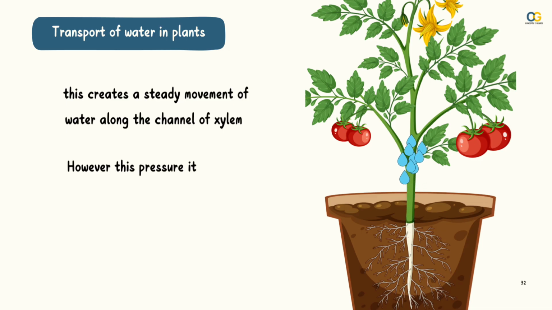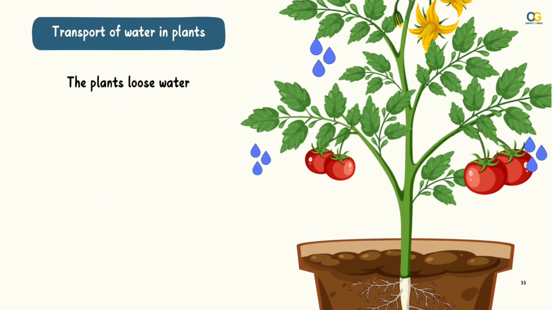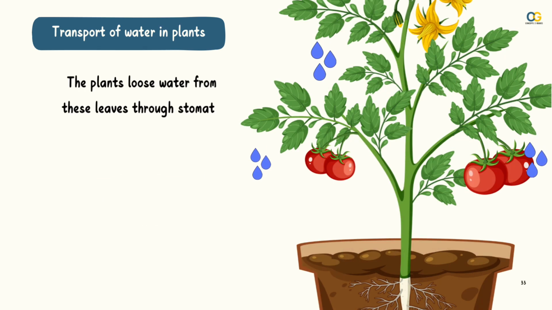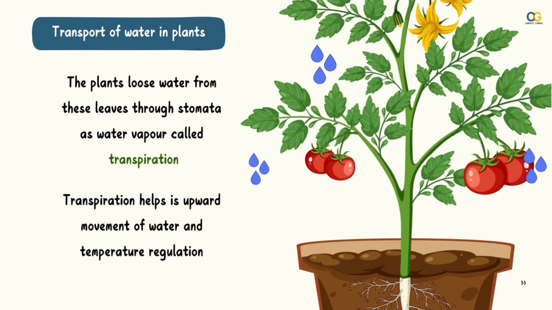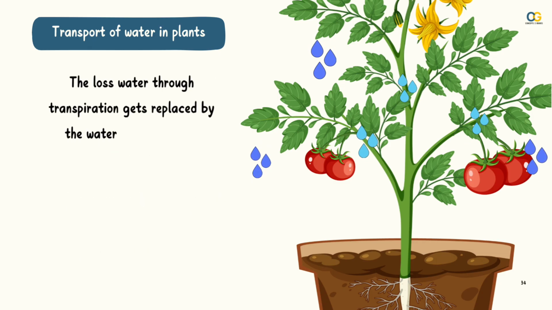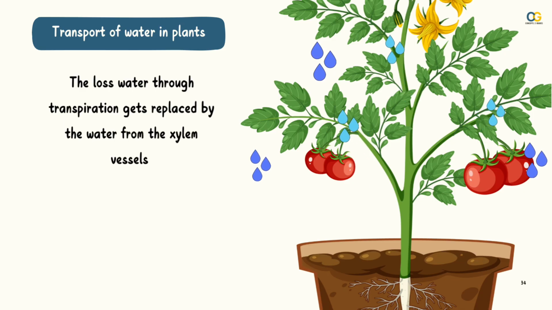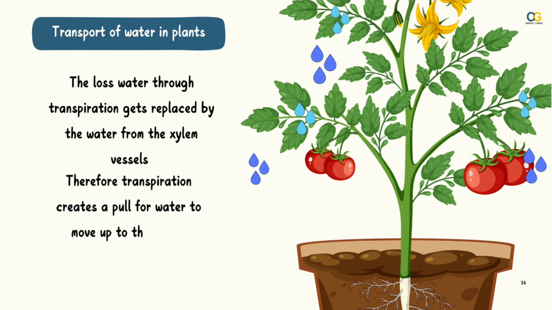However, this pressure itself isn't completely enough to raise water to the height that we see in plants every day. So plants have another mechanism to pull water up. Plants generally lose water from their leaves through stomata as water vapor, called transpiration. Transpiration helps in upward movement of water and also in temperature regulation. The loss of water through transpiration gets replaced by water from the xylem vessels. Therefore, transpiration creates a pull for water to move up to the leaf.